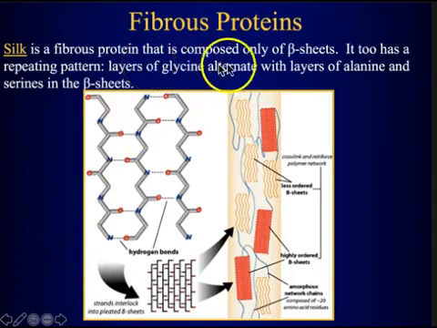So silk is also, we said, a fibrous protein of only beta sheets. So it's got a repeating pattern as well. So it's glycine alternating with layers of alanine and serine in these beta sheets. So notice that I have this long protein, and then I have a beta sheet of mostly glycine and alanine and serine, and then I'll get a long string, and then I'll have another one, and I'll get a long string and have another one. So we've got mostly beta sheets making up these long fibers of our proteins, so of this silk.